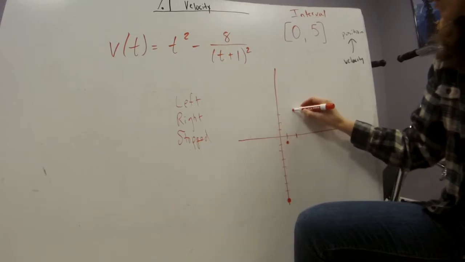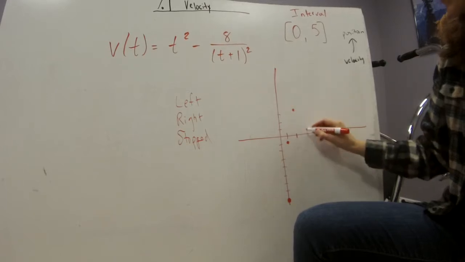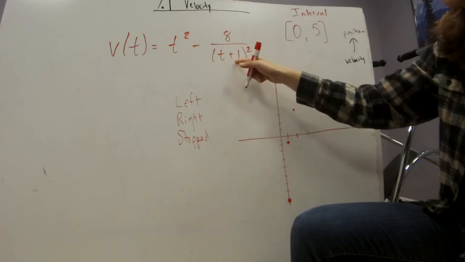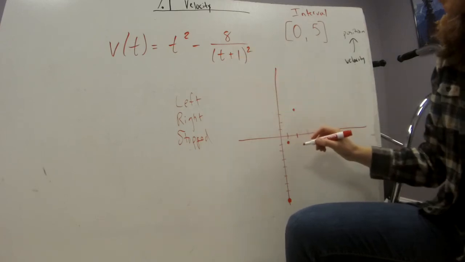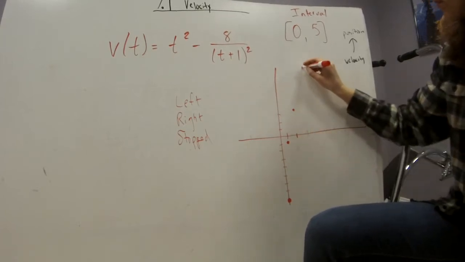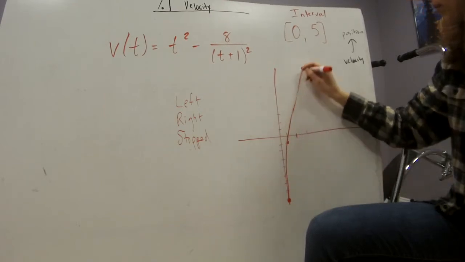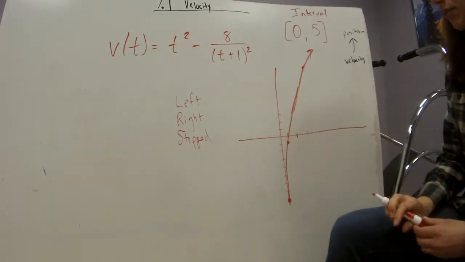So right about there. And we can just assume this thing's going to go up from there. When we plug in 3, we're going to get 9 minus a half, right? 3 plus 1 is 4, 4 squared is 16. So 9 minus a half is 8 and a half. So this thing is just skyrocketing up there, and we'd stop at 5. I would even run out of room on my graph here. So when is this thing moving left, right, and stopped?